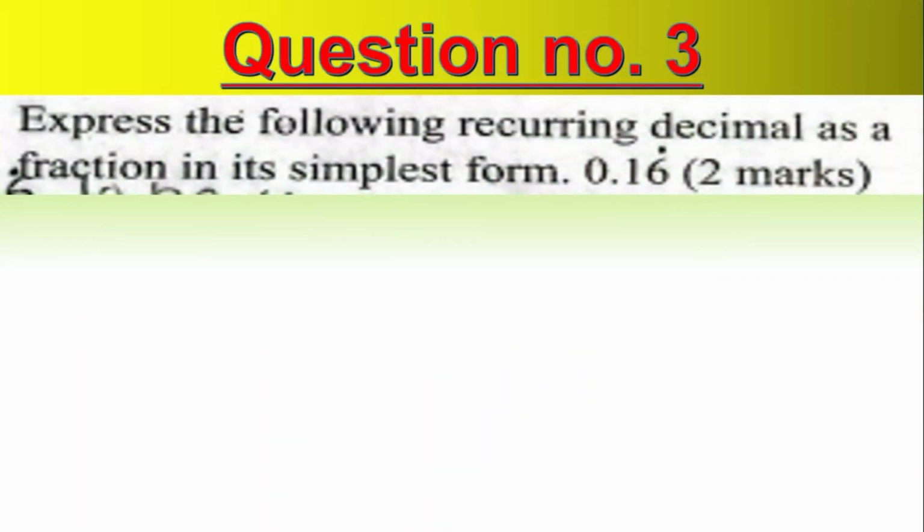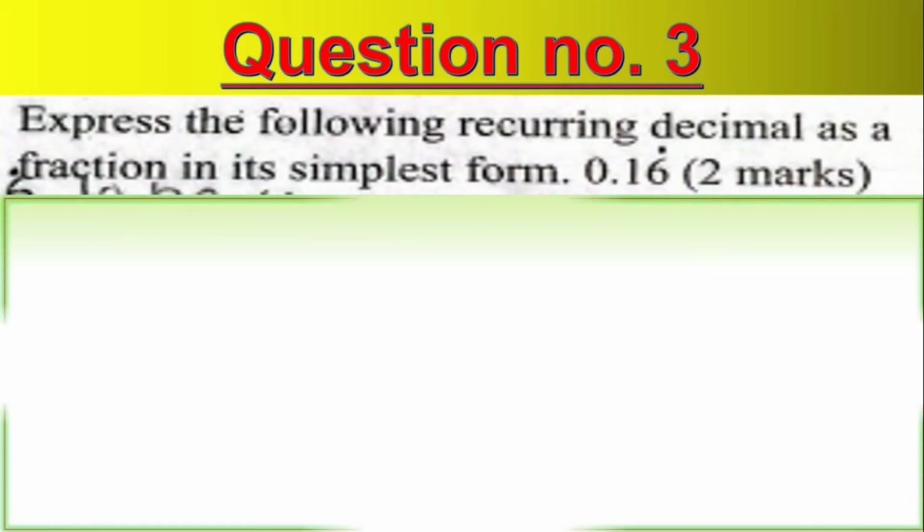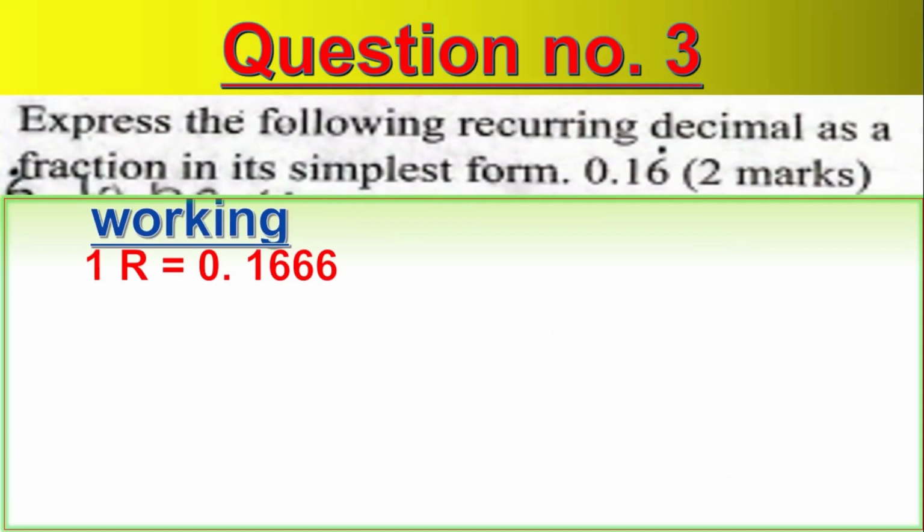Next question, number 2. Express the following recurring decimal as a fraction in its simplest form. We are given 0.16 recurring. So you write R equals 0.1666. You can repeat the 6 several times, maybe 6 or 4 or 3.